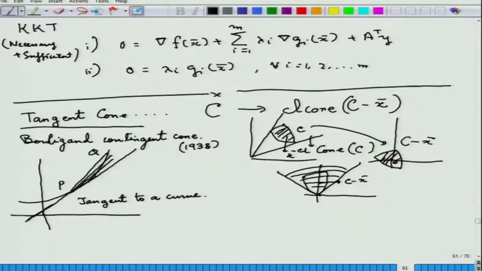If you look at this picture once again of this C minus x bar, and I am trying to draw a cone generated by this C minus x bar, you see all these lines are some sort of tangents. So, the tangent cone to C at x bar, so consider a convex set C.